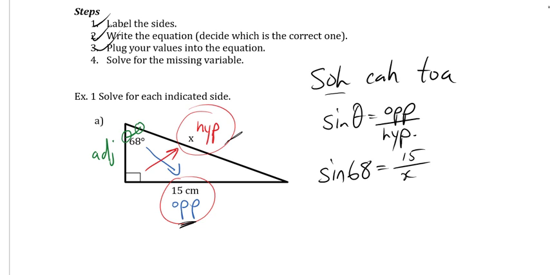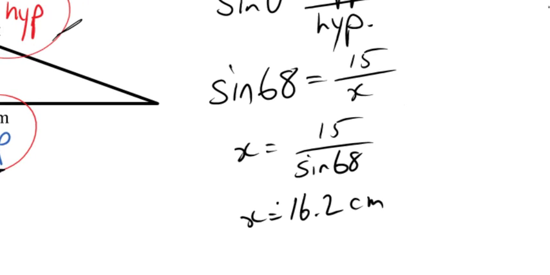Step 4, solve. We've already done that part, right? This is the x on bottom. They trade places. Try it on your calculator. Make sure you can get the right answer. And when you're given units, you always put the answer with units. I got 16.2. Is that right? Okay.